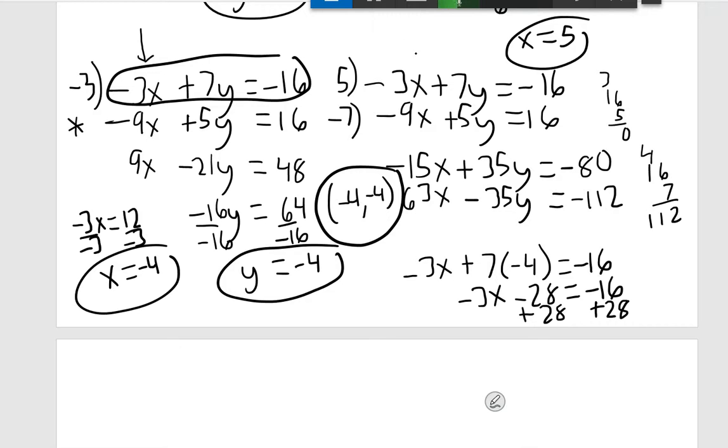Okay. So that is just a brief introduction to elimination to hopefully get you caught up to where the class is if you missed today's lesson. So just remember that when you are doing elimination, you want your two equations to be able to add together so that one of your variables drops out.